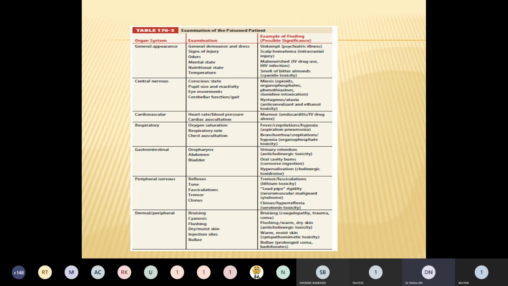And the dermal system, that is the skin: the presence of bruising, cyanosis, flushing, and any clues of injection sites. So these are the different clues where we have to examine the patients in detail, especially in cases of unknown poisoning.